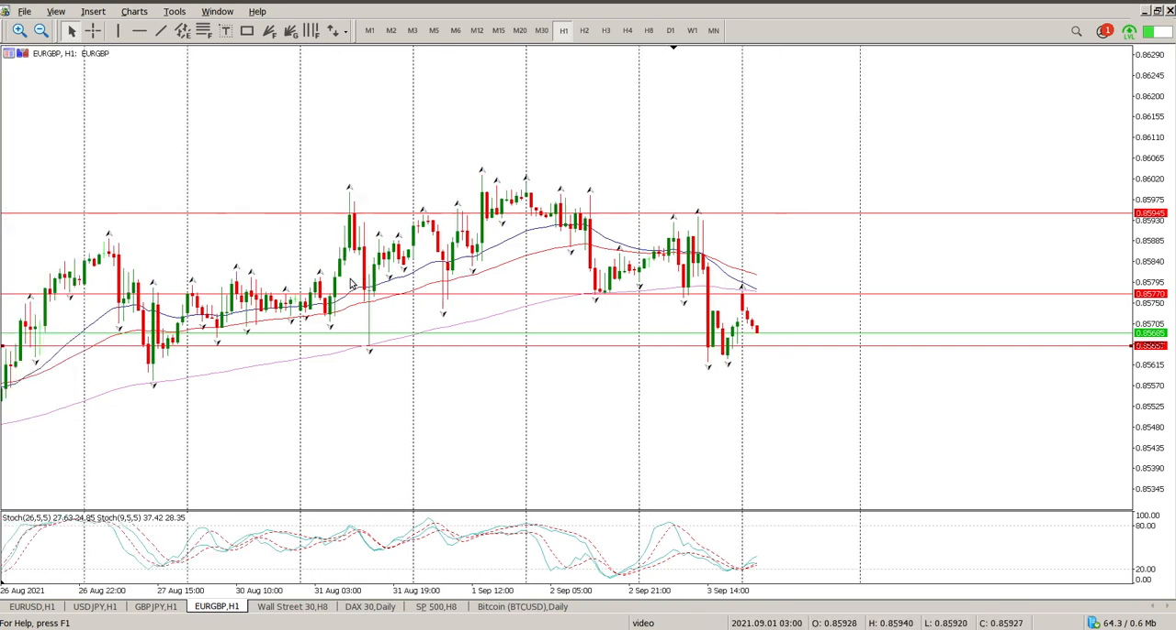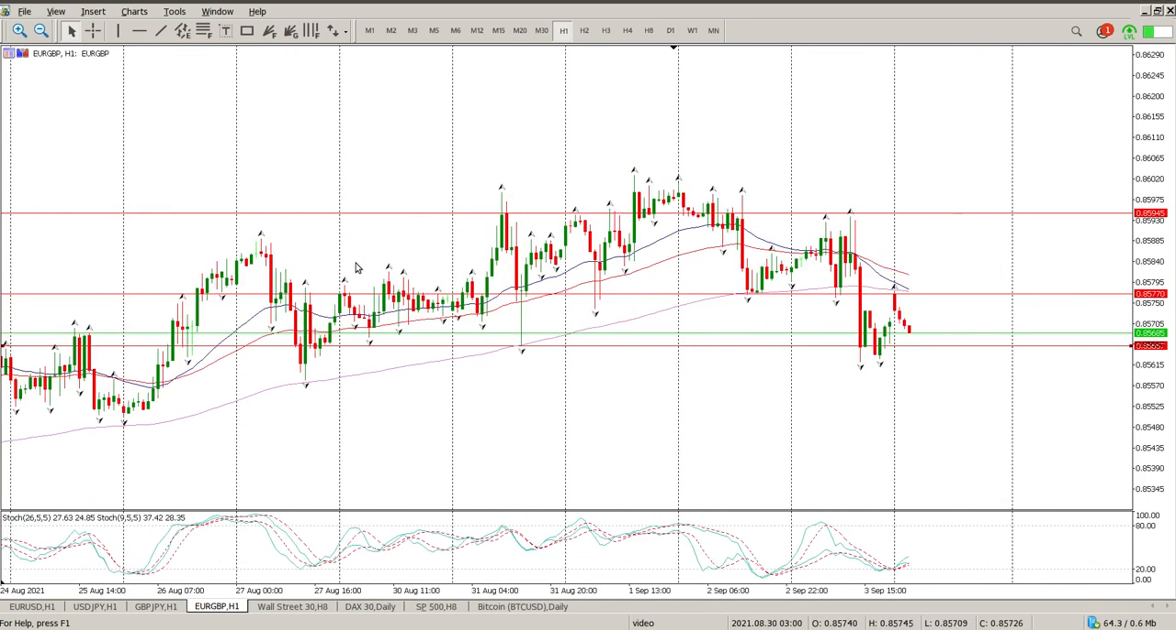Anyway, hope it helps. Should be some structure coming up on Forex this week. So we'll just wait for that structure before jumping in with both feet.